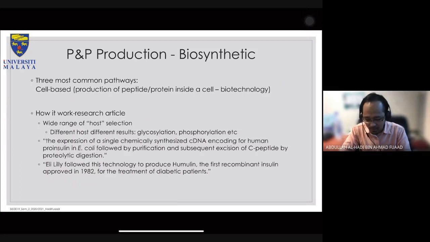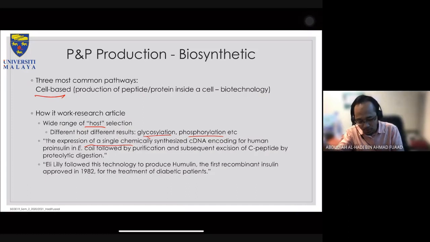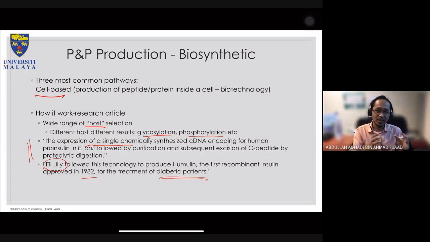Okay, so this is, as I mentioned just now, a wide cell-based or wide range of host selection. So different hosts have different results: glycosylation, phosphorylation, etc. Expression of a single chemically synthesized cDNA coding for human pro-insulin, followed by purification and subsequent excision of the C peptide by proteolytic digestion. So this is the original technology that was used by Eli Lilly way back in 1982 to produce insulin for diabetic patients. Okay, so this is already an industrial application.